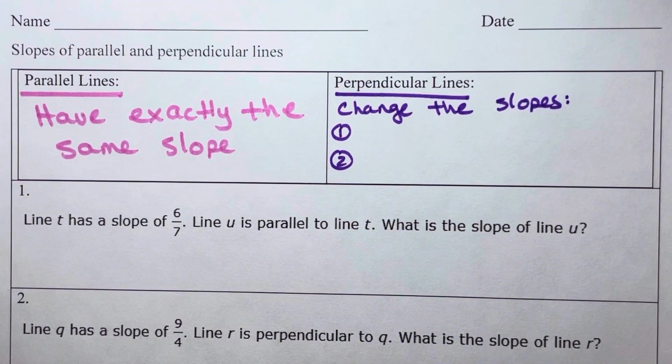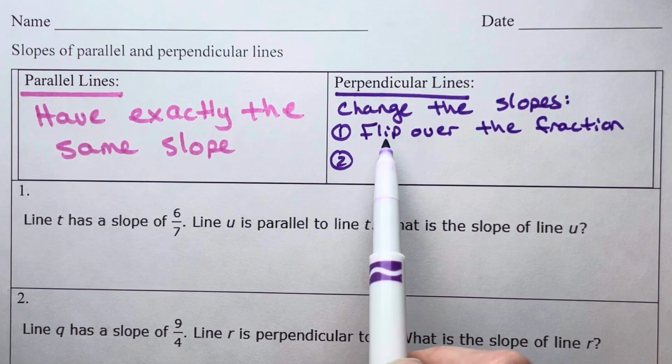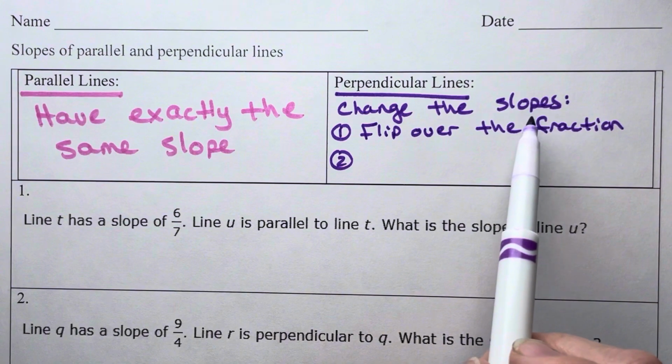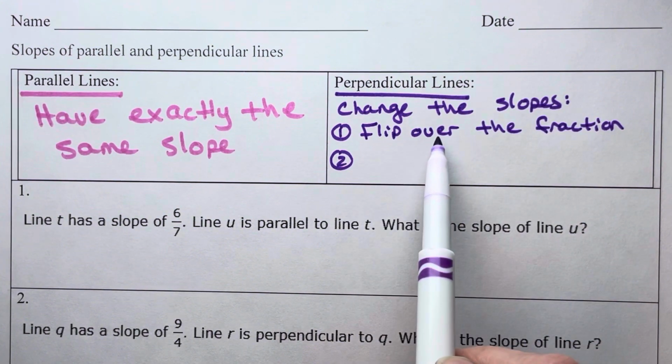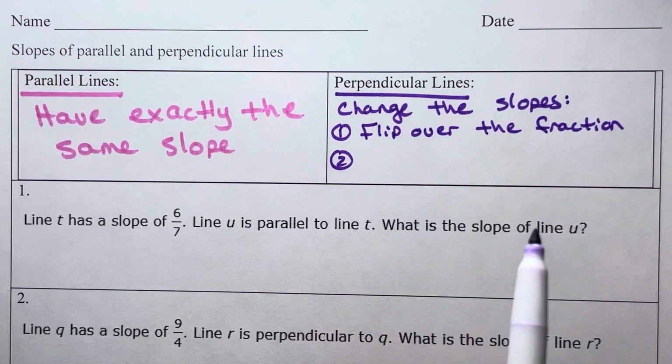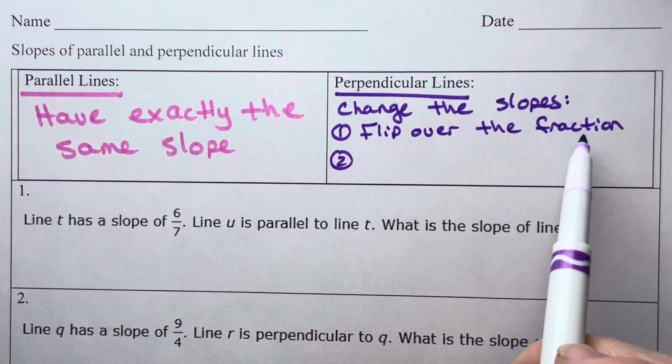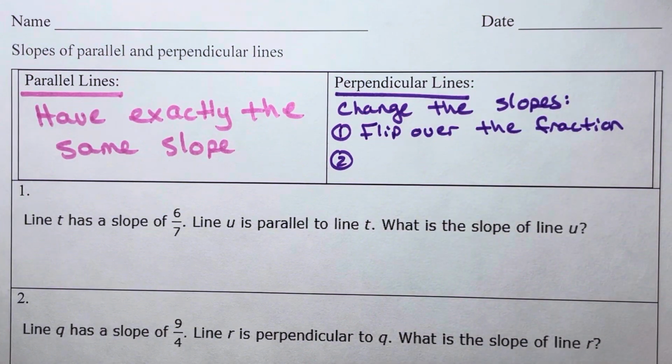Two things specifically are happening. The first thing that's very obvious with them is that the slope fraction has been flipped over. This is formally called a reciprocal, which you may or may not hear very often. But that's what we're going to do. We have to flip over the fraction that is the slope.